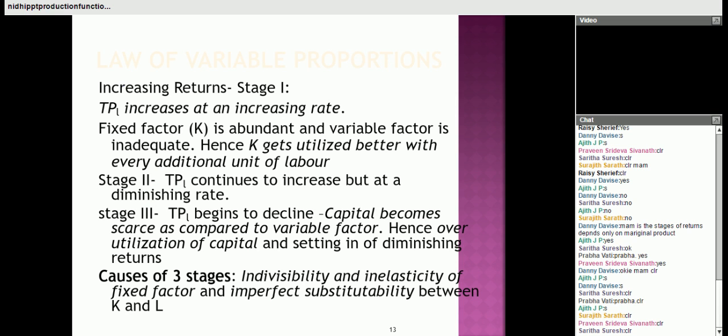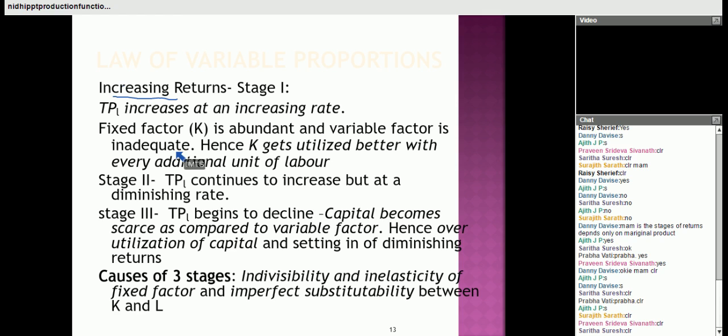Now, the first stage is the stage of increasing returns. In this one, the total production increases at an increasing rate. What is the reason behind this? It is because the fixed factor, that is K, capital, is abundant and the variable factor is inadequate. It means we have lots of machinery with us, but the labor which we are employing initially is less. It's inadequate as per the need.